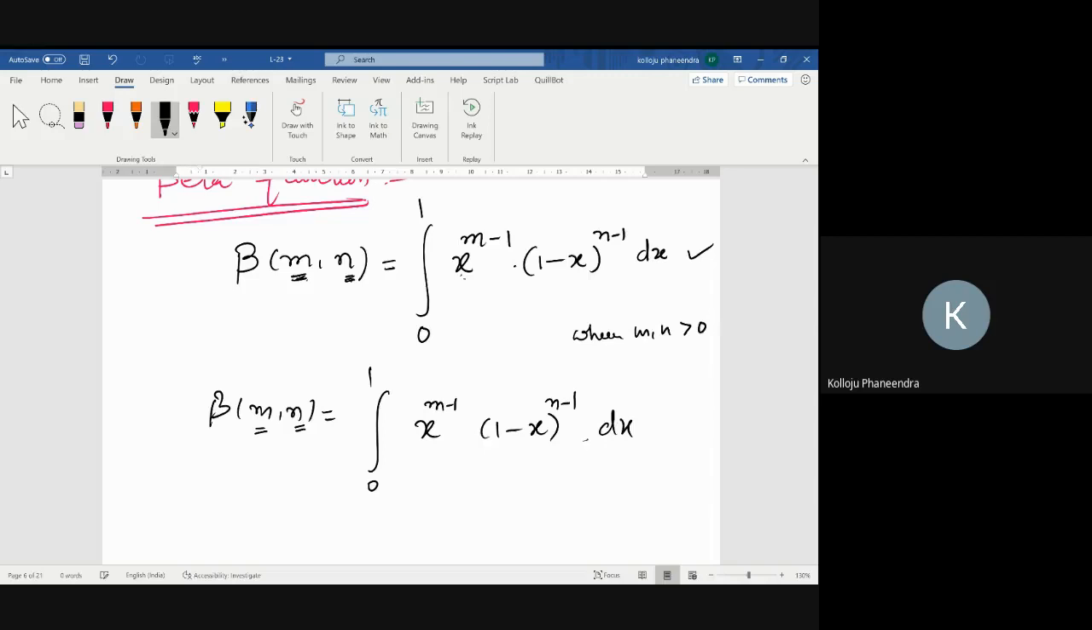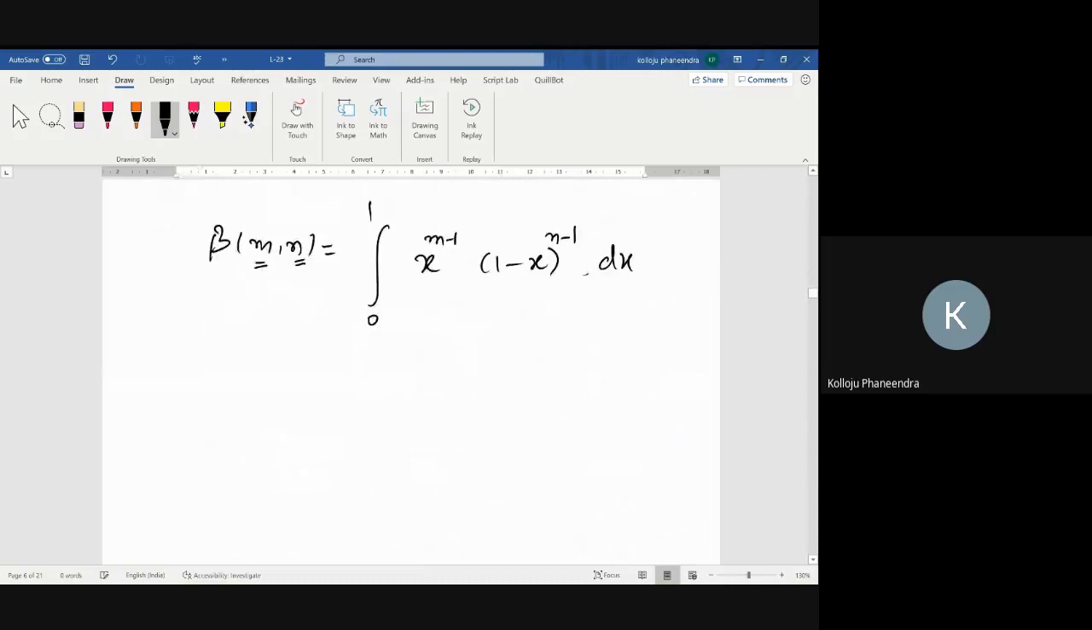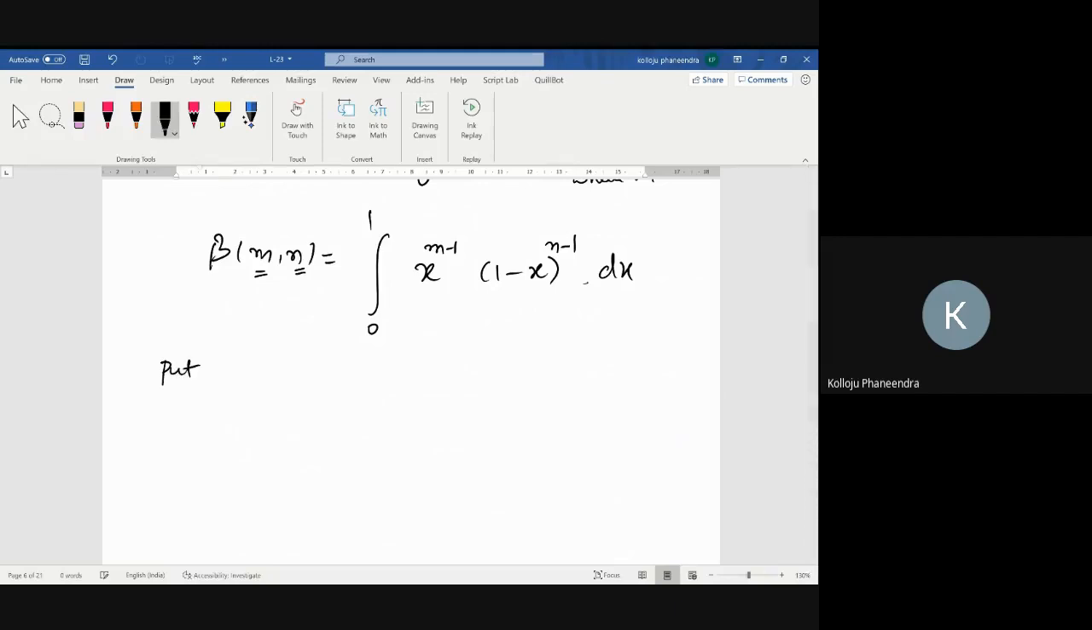And these functions in polar coordinates, we have to write this one also, the gamma function. Okay, let me write the beta function in polar coordinates. Let us put, to simplify this expression, and let me tell the symmetry property.